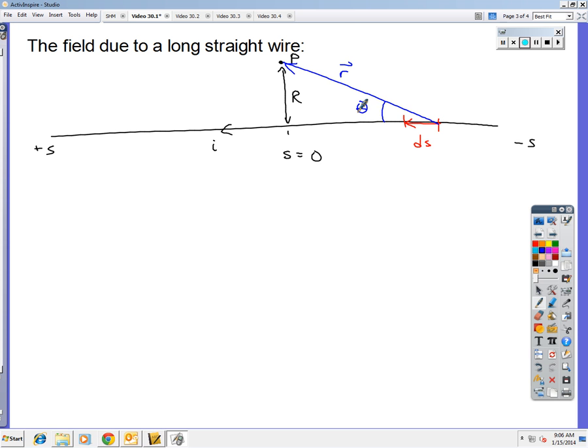Now our Biot-Savart law says that the field dB equals mu naught I over 4 pi, that's all constants, we don't care, well we do care, but we'll ignore it for now, times ds cross r divided by r cubed. Now the magnitude of ds cross r is r ds sine theta.